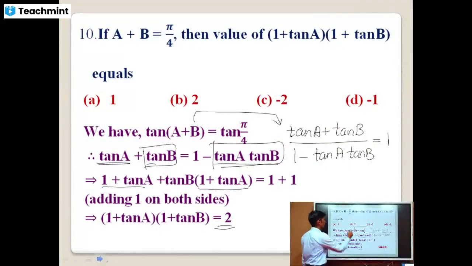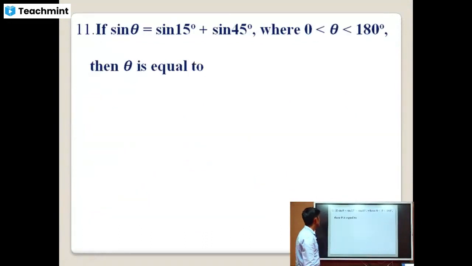So answer B. 1 plus tan A into 1 plus tan B is equal to 2. Next, question number 11. If sin theta is equal to sin 15 degree plus sin 45 degree, where theta is greater than 0 and less than 180 degree, then theta is equal to.